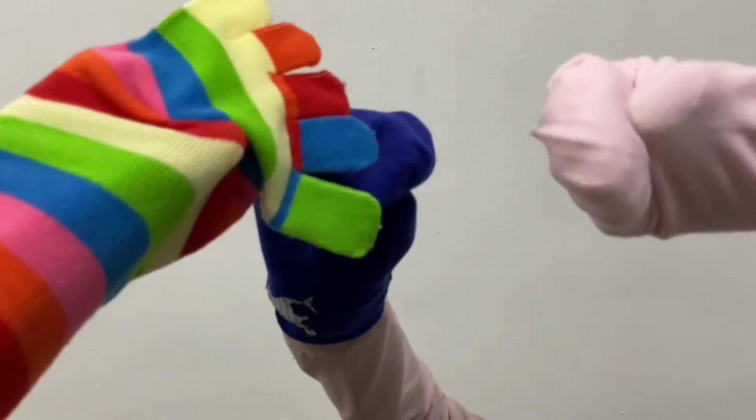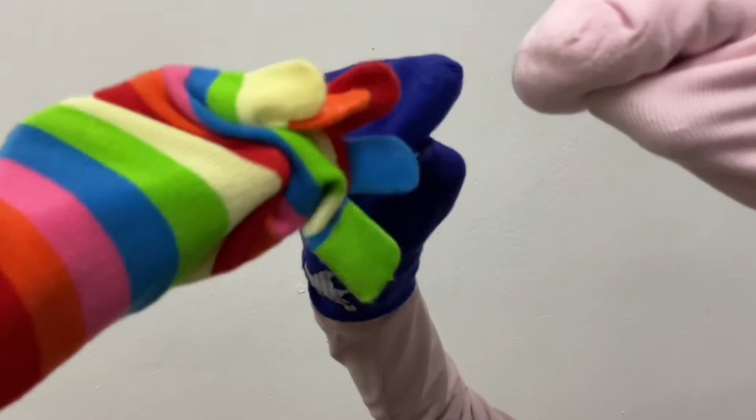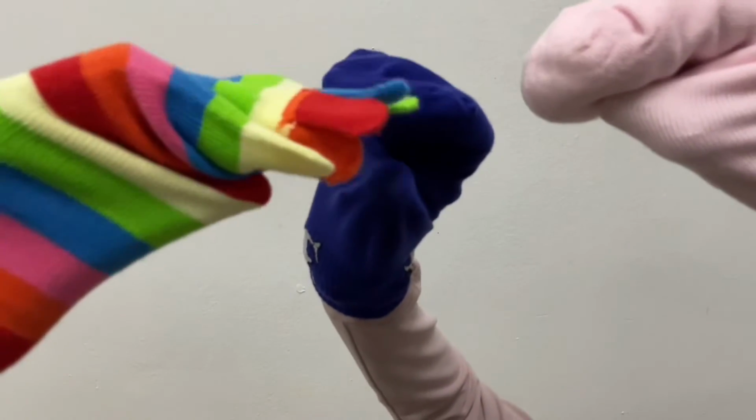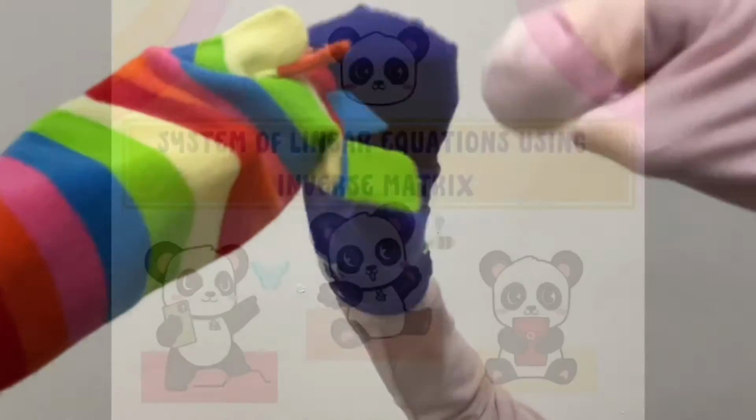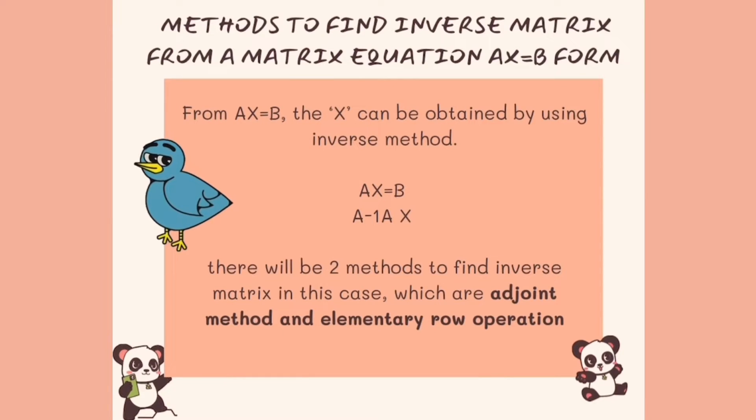Hi. Okay guys, today we are going to teach you how to apply matrices in solving linear equation systems. Let's go! Okay, as mentioned earlier, today we are going to learn about systems of linear equations using the inverse matrix. But first, we need to know the methods to find the inverse matrix from a matrix equation in AX equals B form. We will have two methods in this case, which are the adjoint method and elementary row operation.